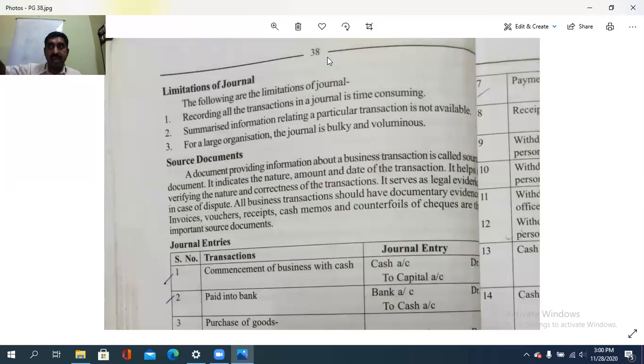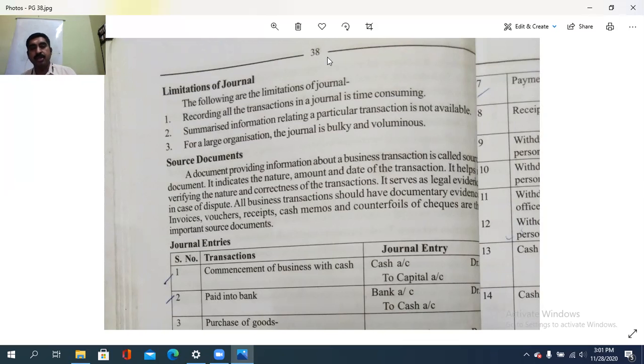Based on these three rules, the golden rules of accounting, we are writing the journal entry. If the journal entry is incorrect, then the next process will be difficult. So we need to be keen, and if there is any doubt, please let me know after the uploading. So we are going to enter into the journal entry part, commencement of business with the cash.